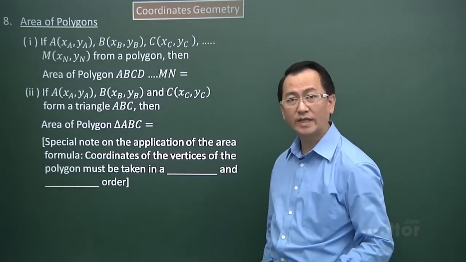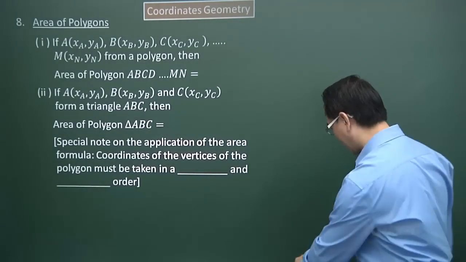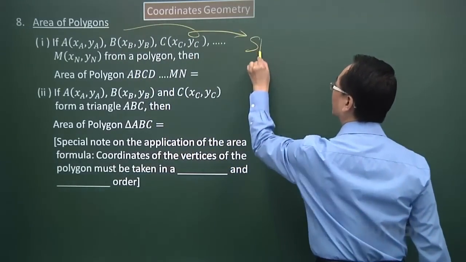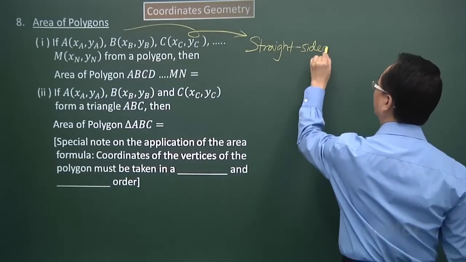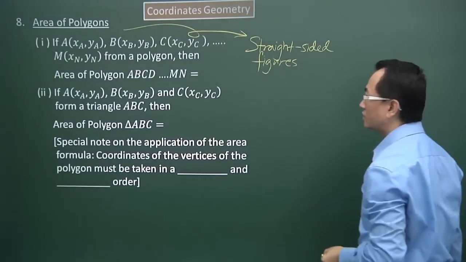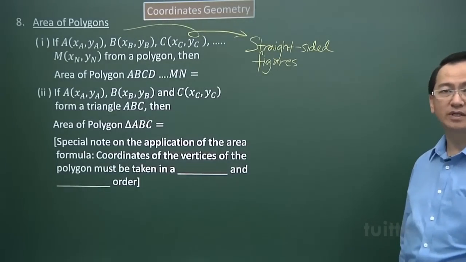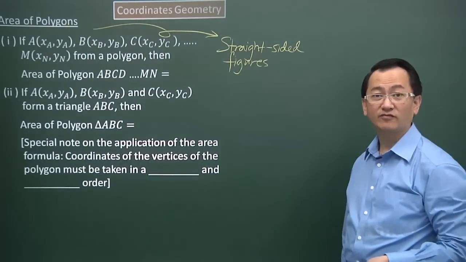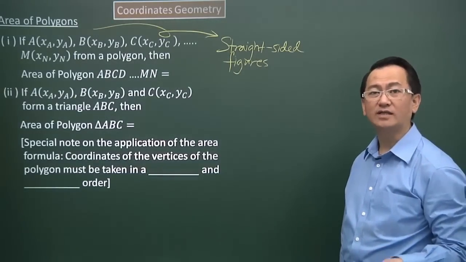Point 8, we are looking at the area of polygons. When we talk about polygons, we are basically saying straight-sided figures. So we can have triangles, that is the smallest number of sides we can have for a polygon. And we can have quadrilaterals, 4-sided, and then the 5-sided pentagon, 6-sided hexagon, 7-sided heptagon, and so on.